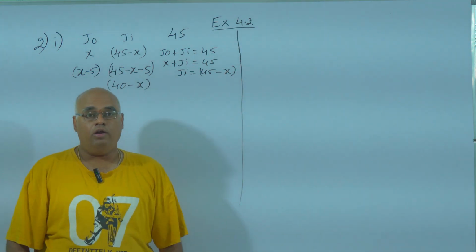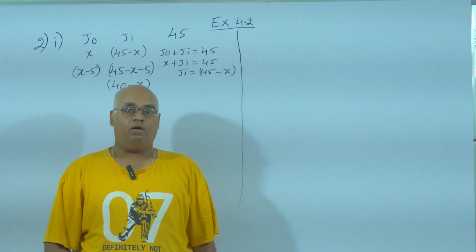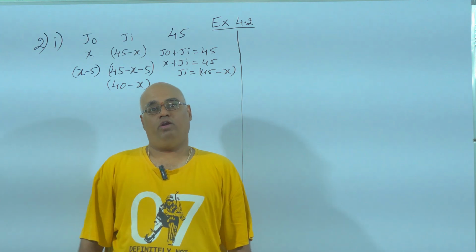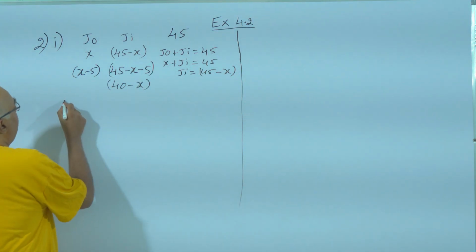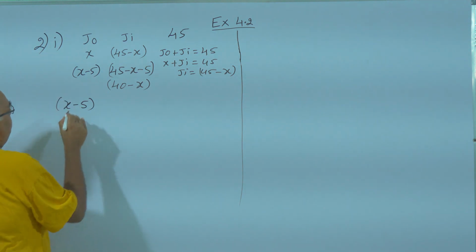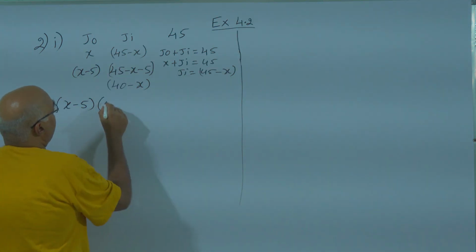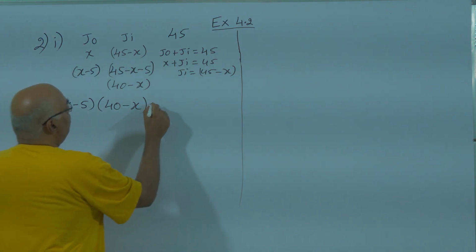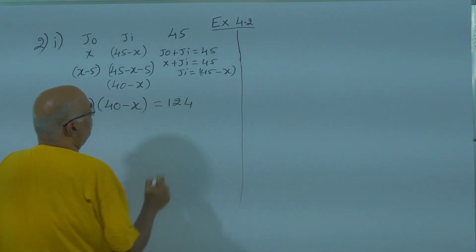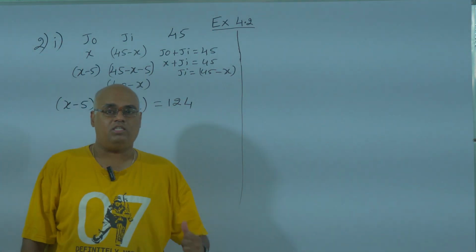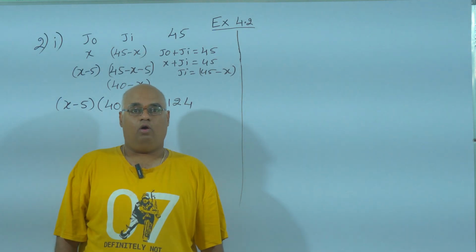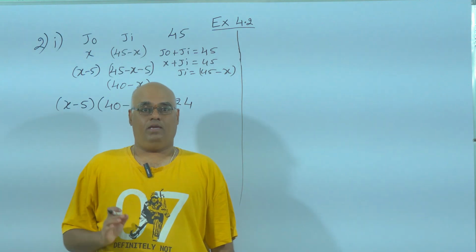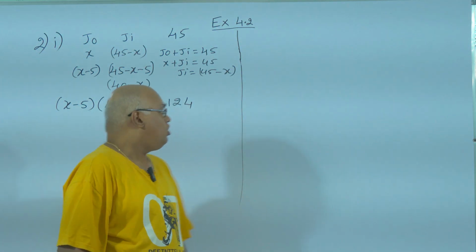Now it is given that after losing 5 marbles each, the product of the number of marbles both are having is equal to 124. That means X minus 5, John's marbles, into 40 minus X, Jivanti's marbles, the product of these two is equal to 124. So this is the information given. From this information, we need to find out how many marbles both John and Jivanti were having in the beginning. So we need to find the value of X. So let us solve this.